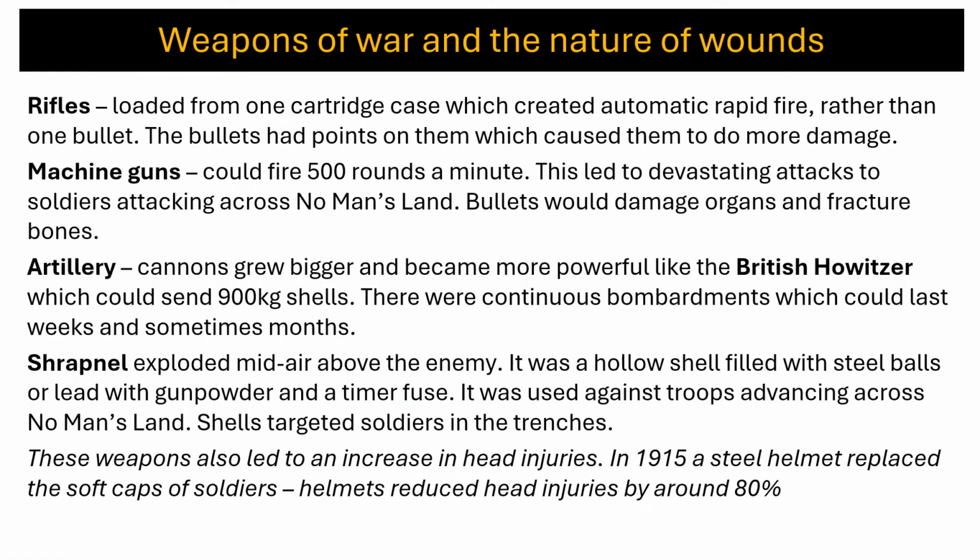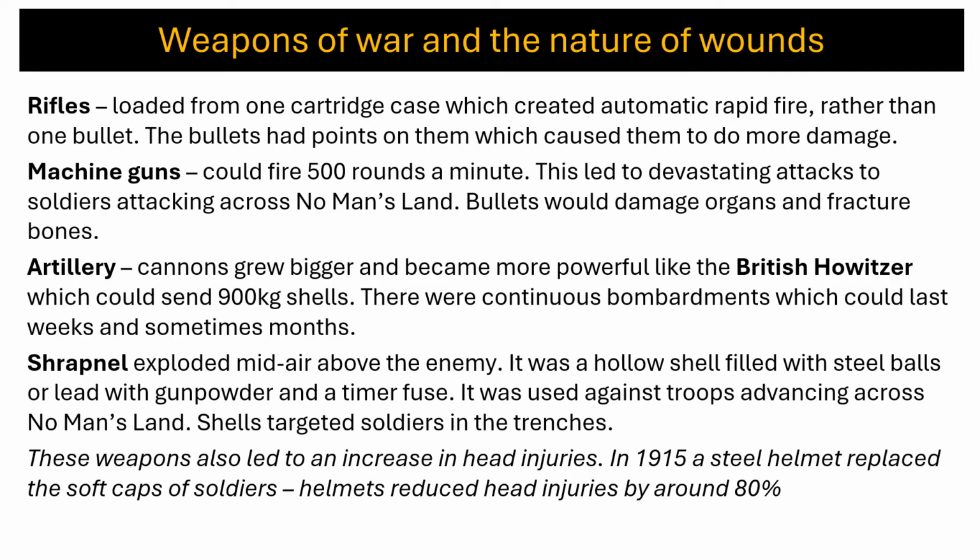So what kind of weapons of war and what kind of wounds did that create? Well, obviously rifles, the Lee Enfield standard issue rifle, for example, loaded from one cartridge case, which created rapid fire rather than one bullet. The bullets had points on them, which caused them to do even more damage. So you're looking at lots of wounds and horrible injuries, and obviously those injuries, if they didn't kill the men, could lead to horrible infections as well.